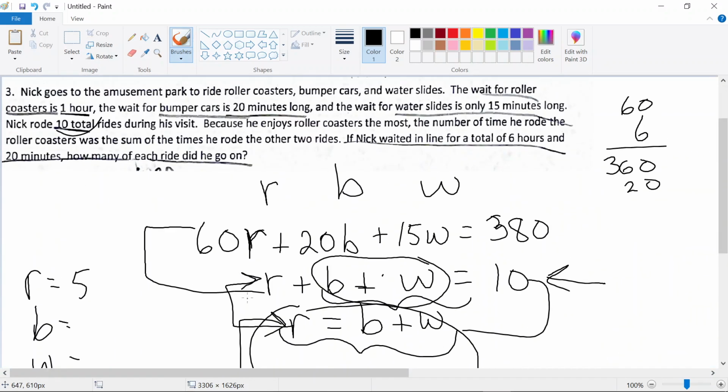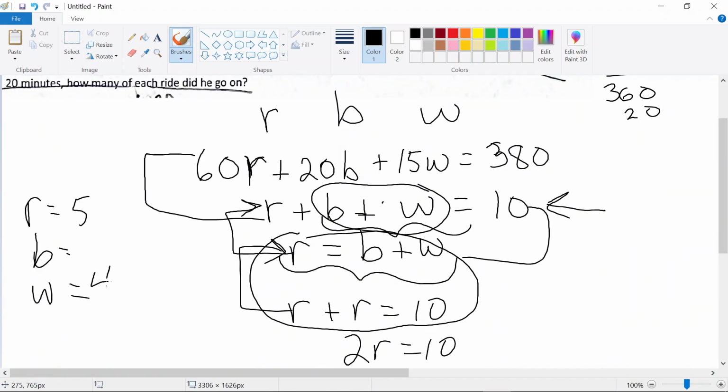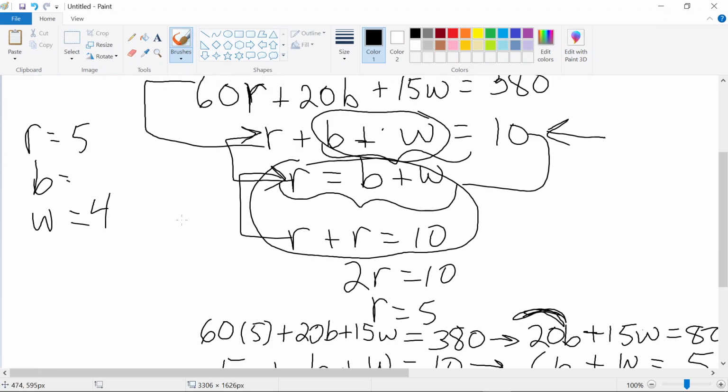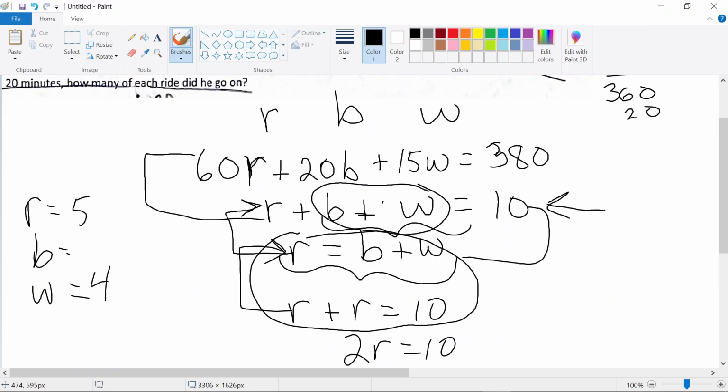Where did I put my values? W equals 4. Now, you can plug these into these other equations, but you know that the number of roller coasters equals bumper cars plus W. Well, okay, I'll do the equation. 5 equals B plus 4. I'll subtract 4 from both sides. B equals 1. When it's simple like this, you might be able to figure it out. So there it is.